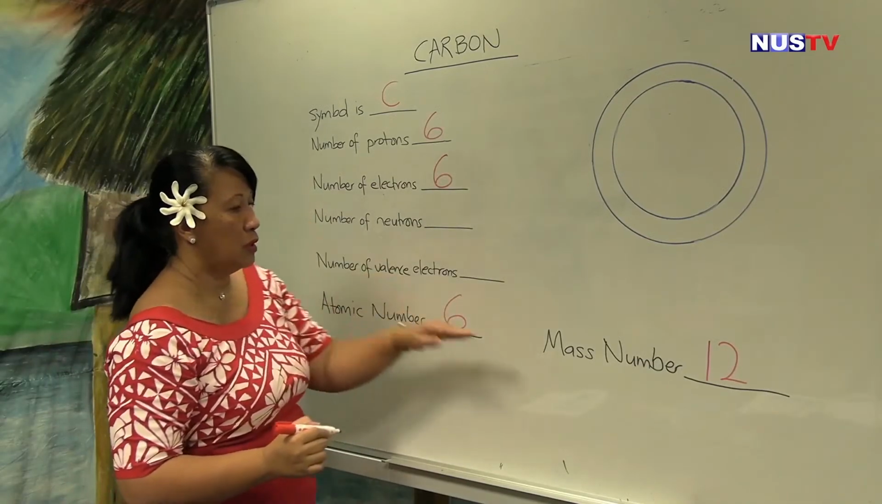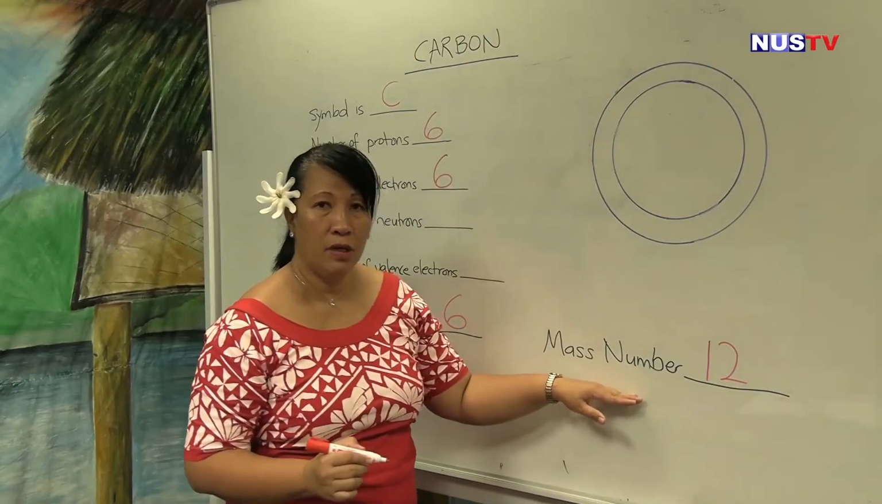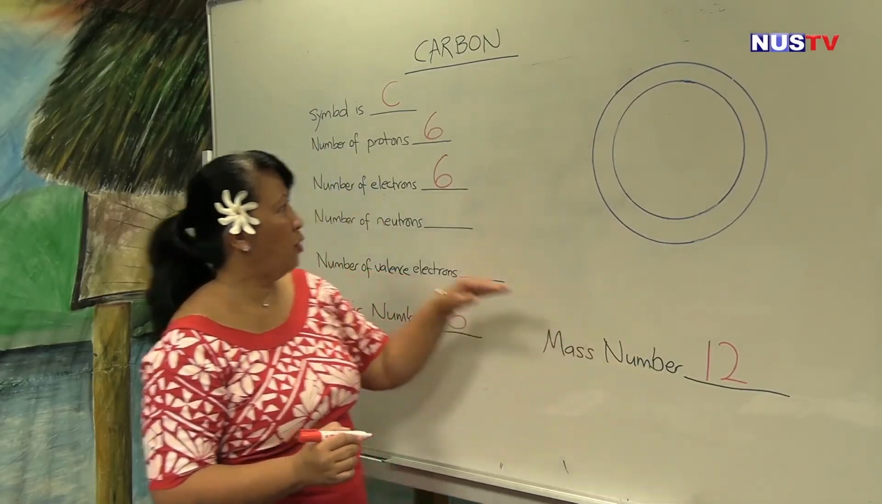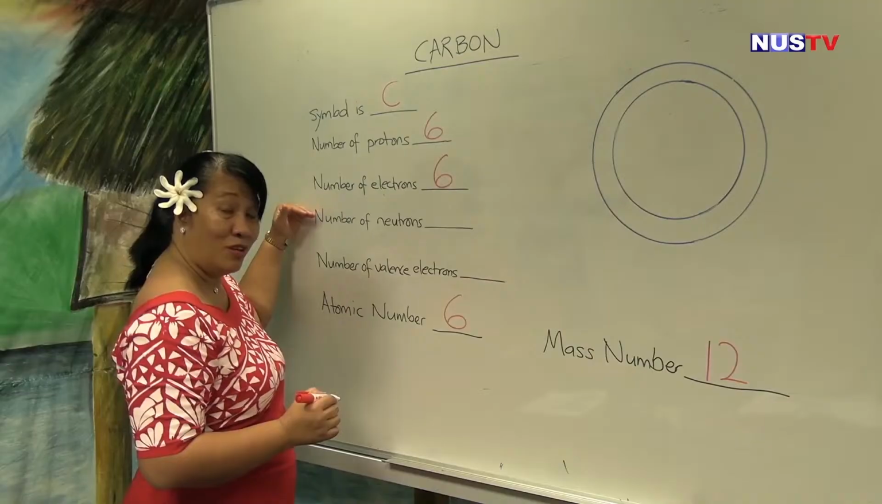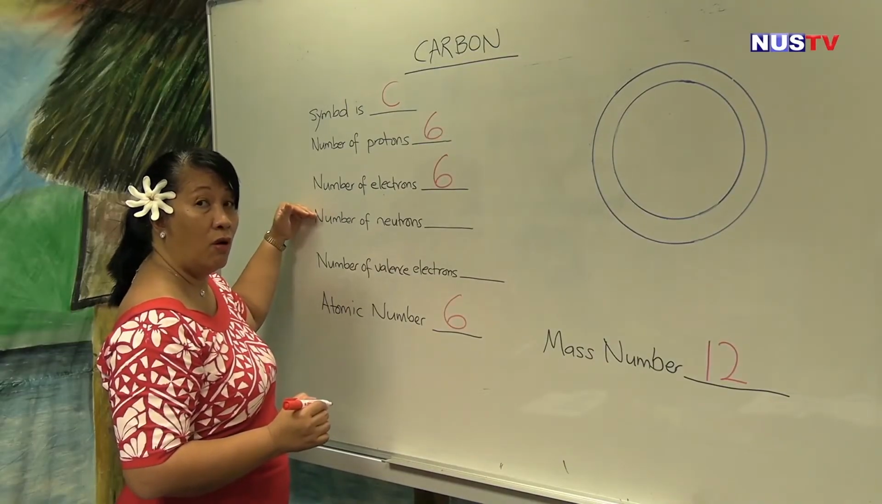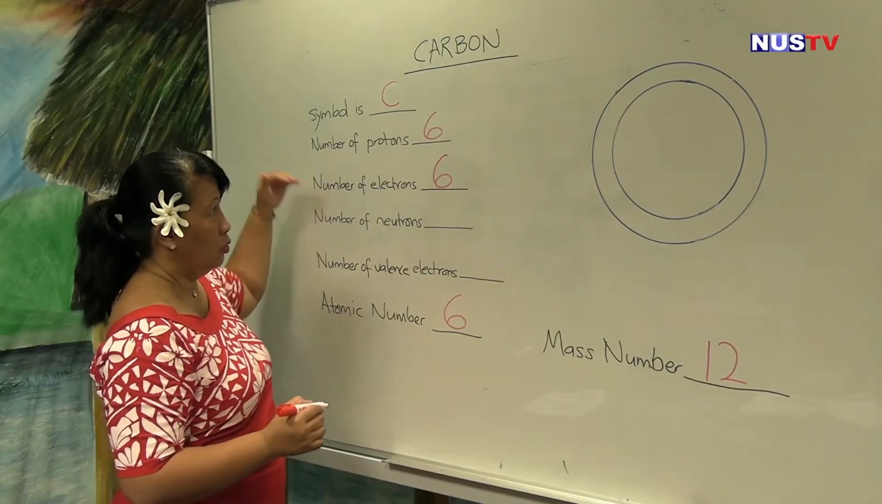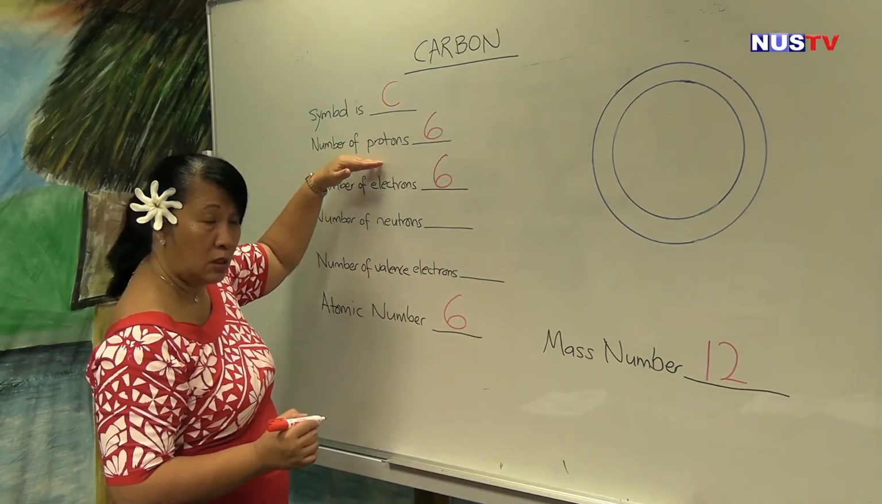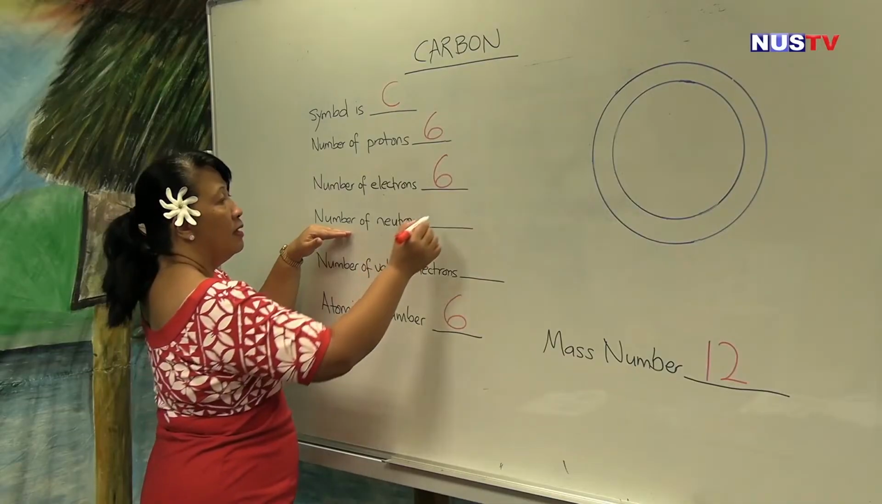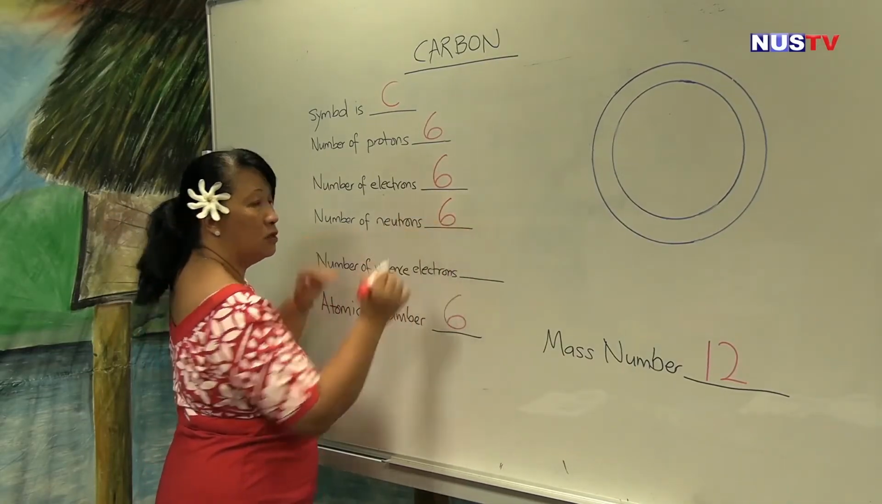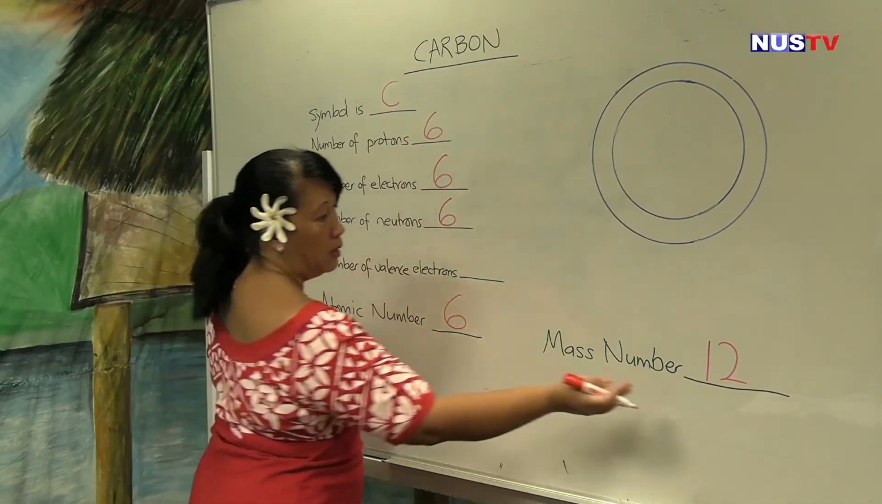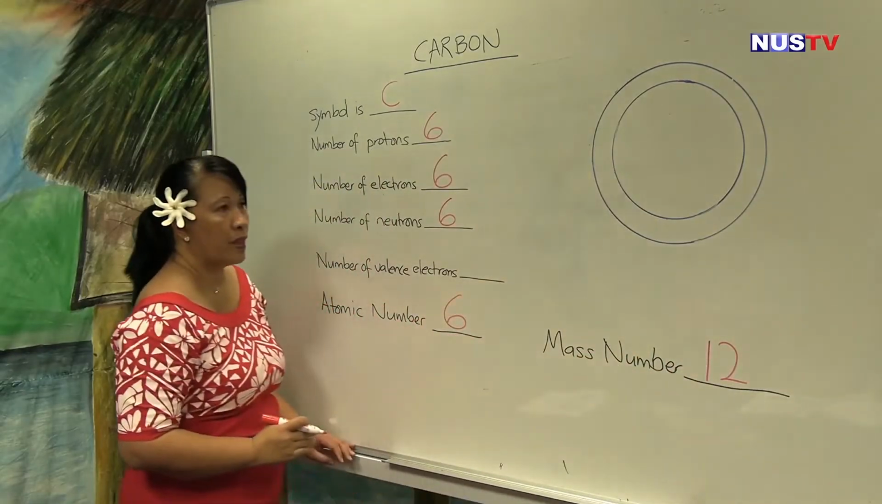Number of neutrons, you can work it out from the mass number. Mass number is 12. Remember what the mass number is? It's the number of neutrons plus protons. So if you have 6 protons, that means you should have 6 neutrons to make up the 12.